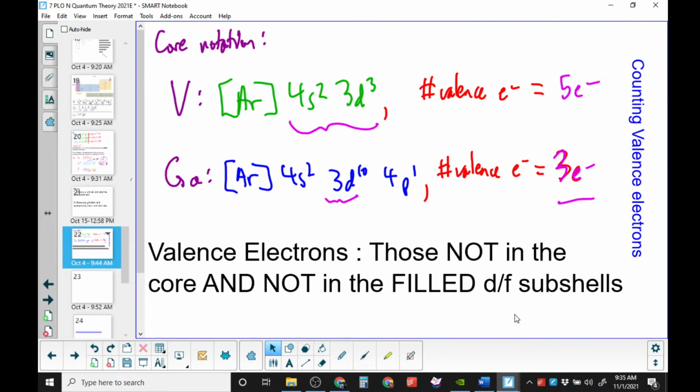Oh, they would have their full amount. So copper would have its 9. 1, 2, 3, 4, 5, 6, 7, 8, 9. But this explains why zinc technically has those 10 and never uses it. The most common charge for zinc is +2. It just gets rid of those 2 and it never uses them.